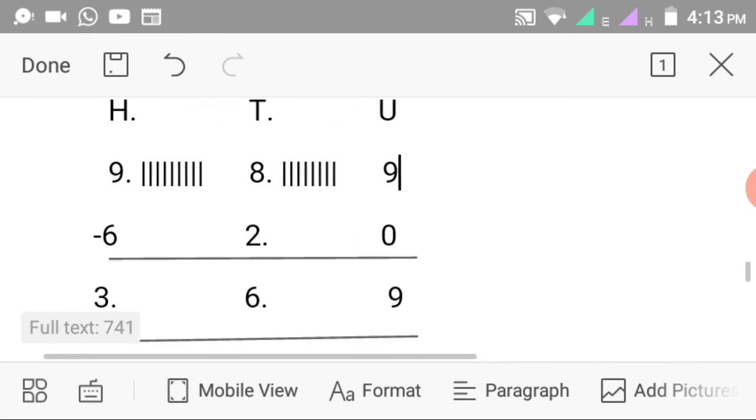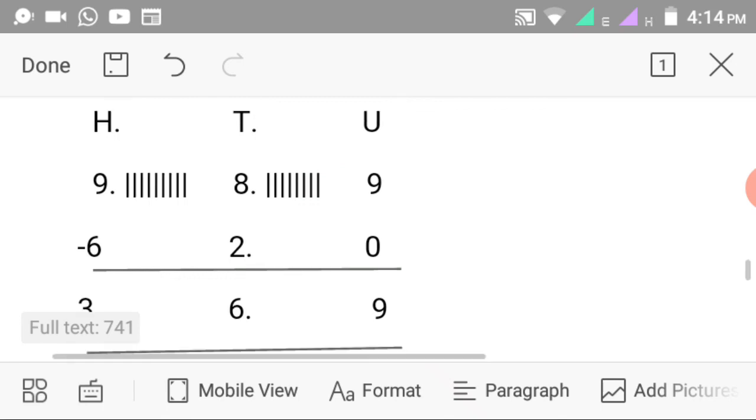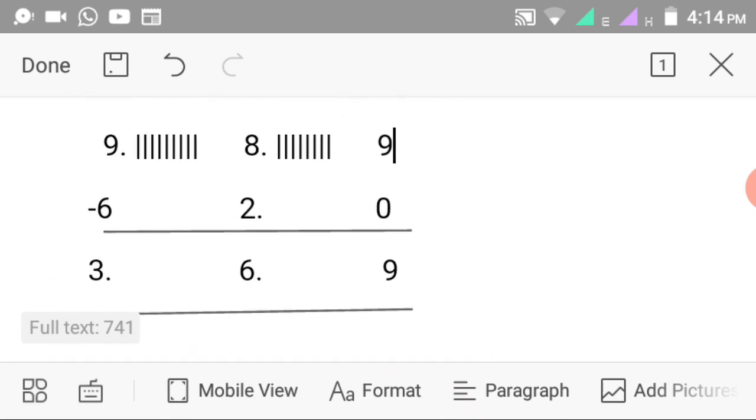Now, we go to tens. I will count my 8. 1, 2, 3, 4, 5, 6, 7, 8. Let's count again. 1, 2, 3, 4, 5, 6, 7, 8. I want to take away 2 from that 8. Assuming I have 8 kettles. You remember the uses of our kettle. We use kettle for ablution. And our mommy uses kettle in the kitchen as well.